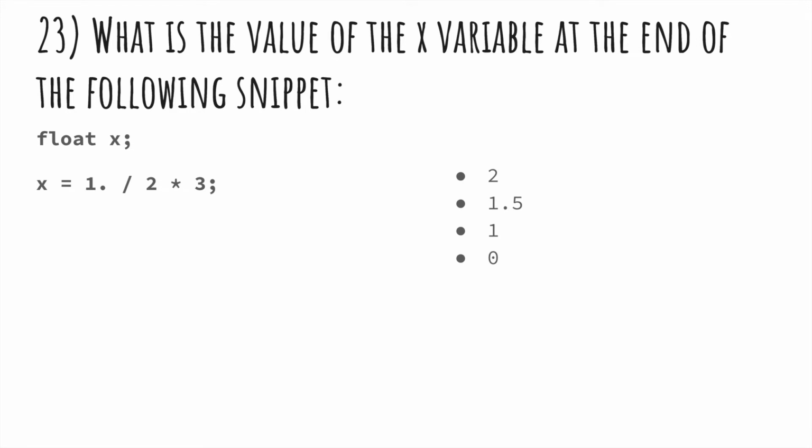How about this? Float x. And here's the key difference. You have 1 point, so that means 1 is a float divided by 2 as an integer is 0.5 as a float, times 3 as an integer is 1.5 as a float, so your answer is 1.5.